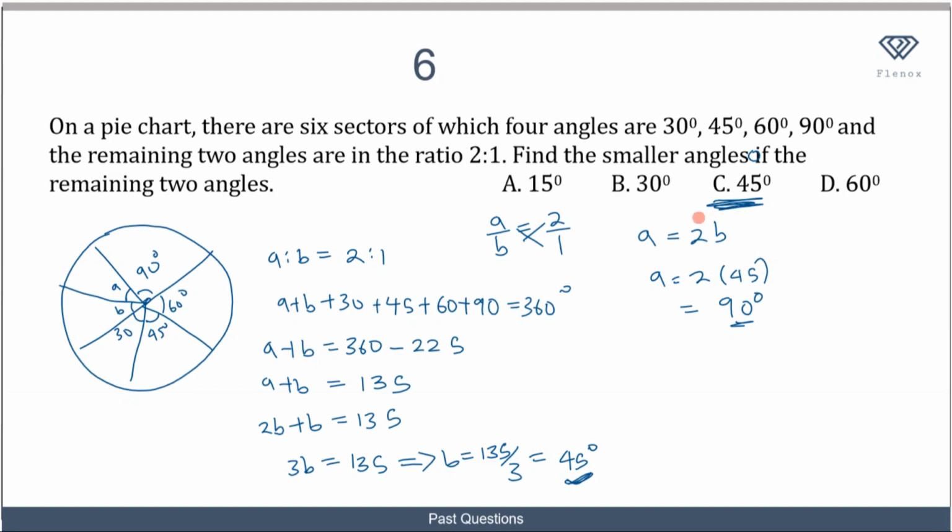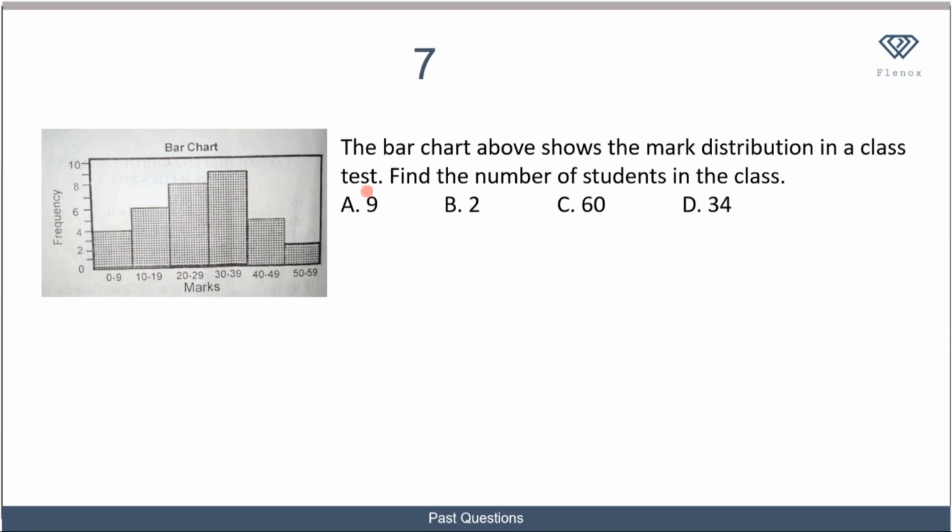On to the last question that we shall be looking at. The bar chart, or what I call the histogram, shows the mark distribution in a class. Find the number of students in the class. There is a test, and this is the mark distribution from 0 to 9, 10 to 19, 20 to 29, 30 to 39, 40 to 49, 50 to 59, and we are told the number of people who got within each range of scores. We use this to find the total number of students in the class.